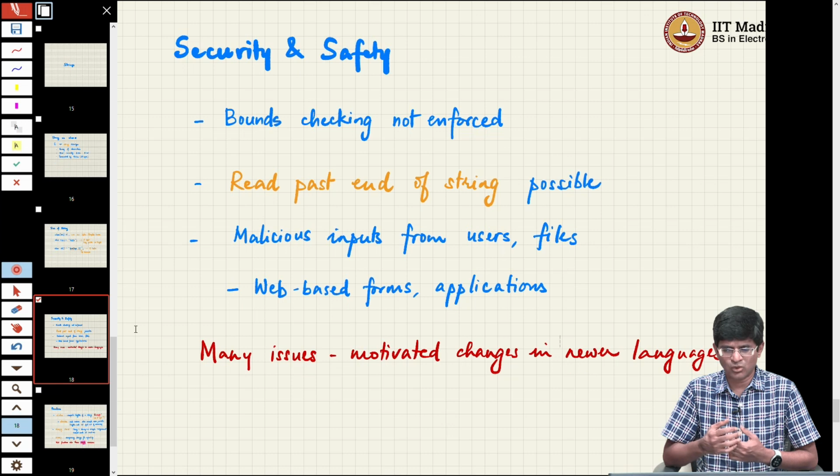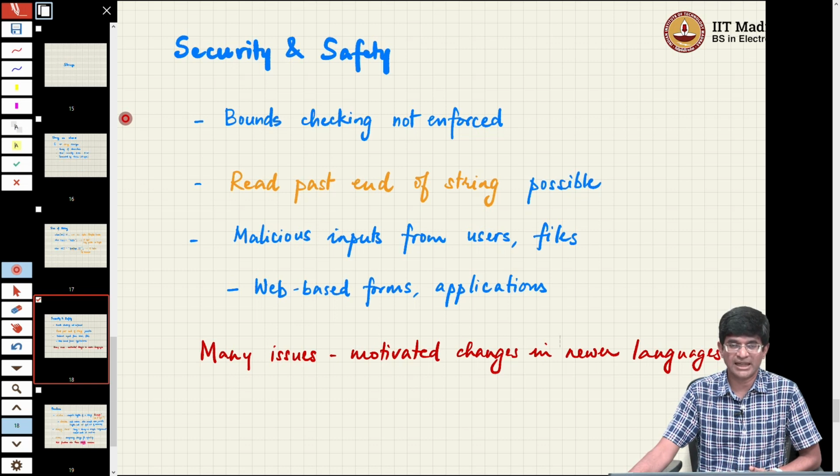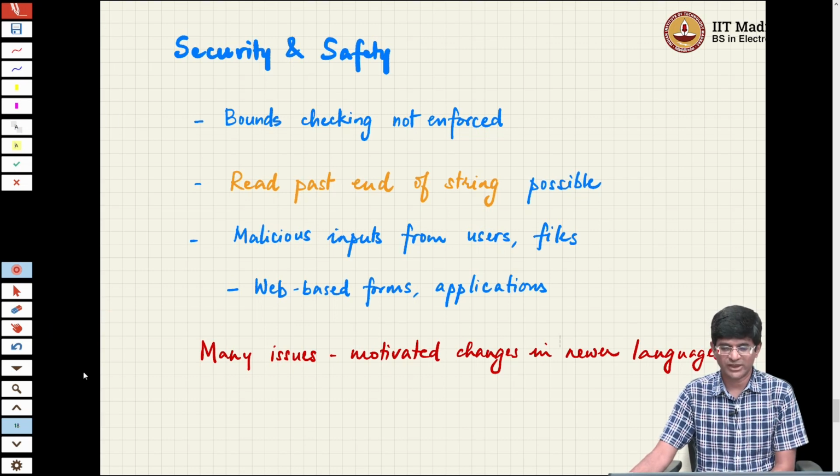Now what that means is that you could potentially get malicious input, meaning that someone is trying to crash the system, or even worse, to find out secret information from the system, information that should not be revealed to them. And because reading past the end of a string or eliminating the end of a string is possible in C, it can lead to all kinds of complications. There are many issues in the language related to this, due to which a number of changes have been motivated in the language itself. Some of the issues themselves we will look at, but the exact changes and how they have been dealt with in other languages is well beyond the scope of what we can look at in this course.